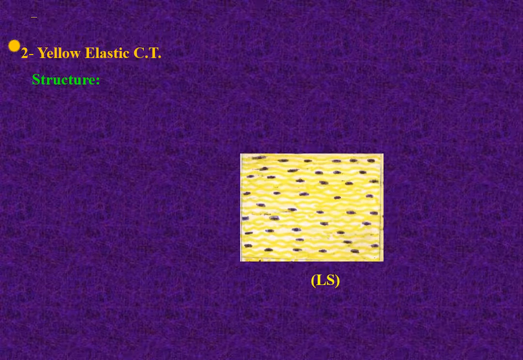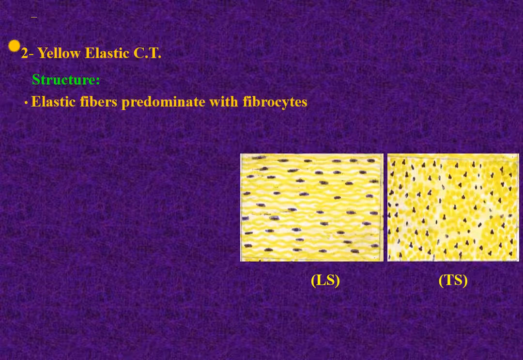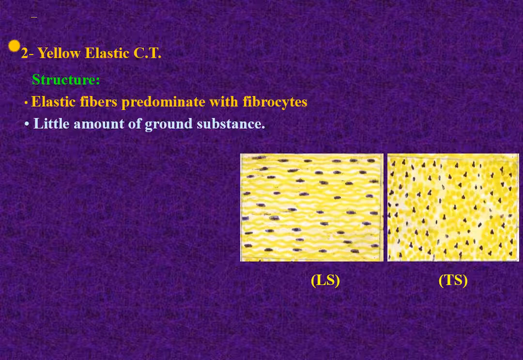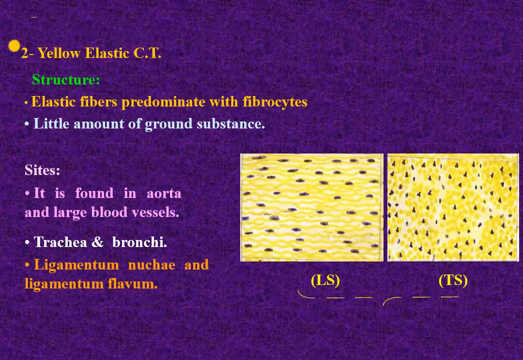Yellow elastic connective tissue. Structure. It consists of predominant elastic fibers with fibrocytes in little amount of ground substance. Sites. It is found in aorta and large blood vessels, trachea and bronchi, ligamentum nuchae and ligamentum flavum.